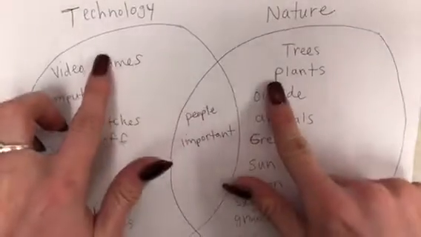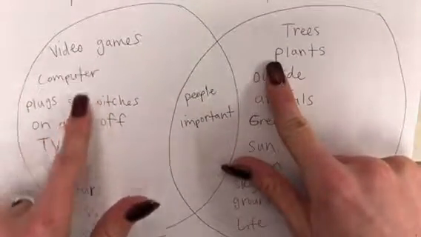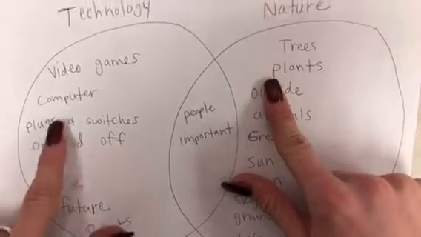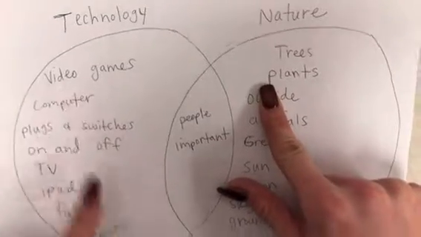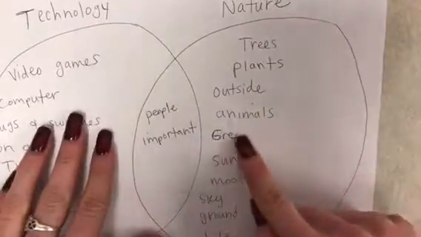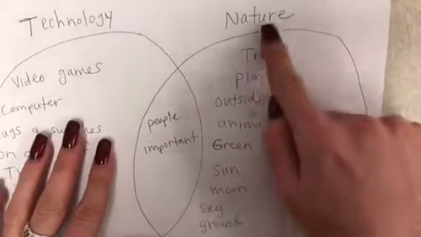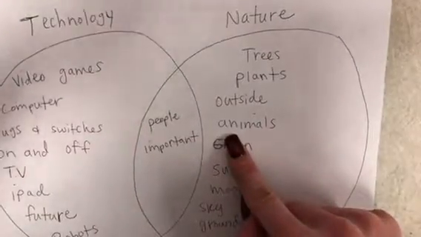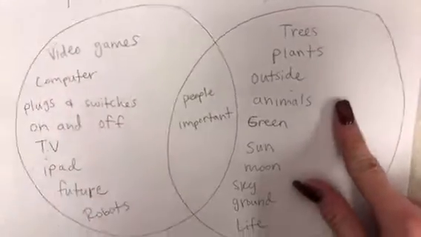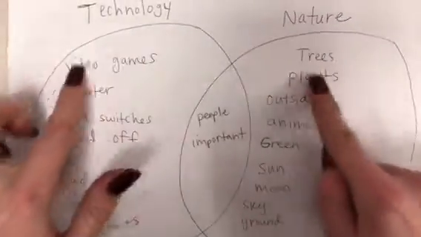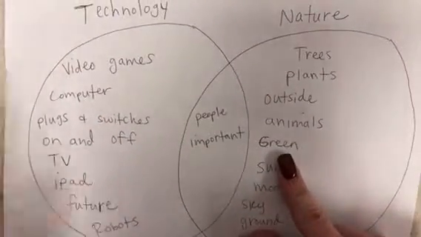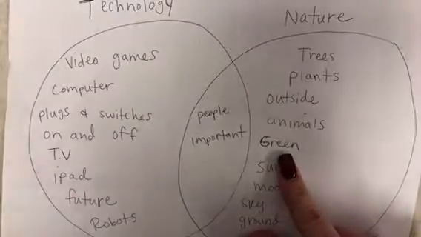So I'm coming up with a list of words that describe technology, so I could think of really specific things like computers or video games, or I could think of more general things like colors that describe nature. Maybe green would describe nature for me. So at least 7 words to come up with. This will help guide us when we're thinking about what pictures to add to our t-shirt designs.